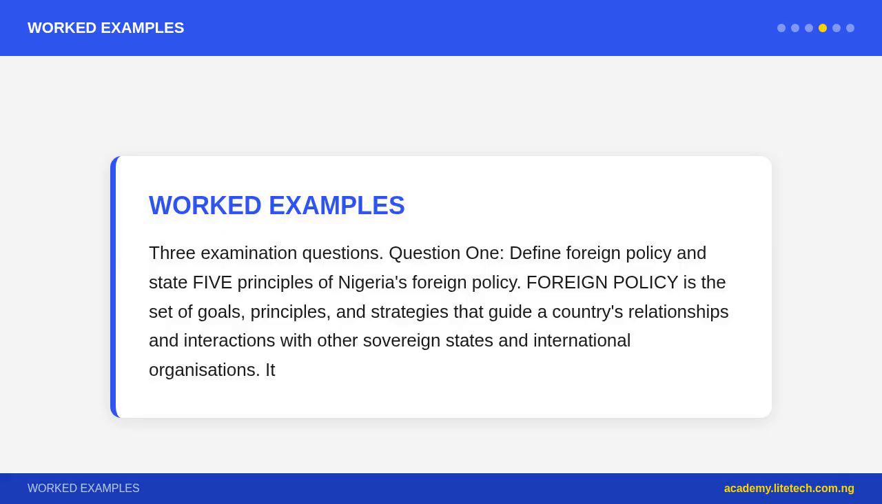Three examination questions. Question 1: Define foreign policy and state 5 principles of Nigeria's foreign policy. Foreign policy is the set of goals, principles, and strategies that guide a country's relationships and interactions with other sovereign states and international organizations. It governs how a country pursues its national interests in the international arena through diplomacy, trade, security agreements, and participation in international organizations.